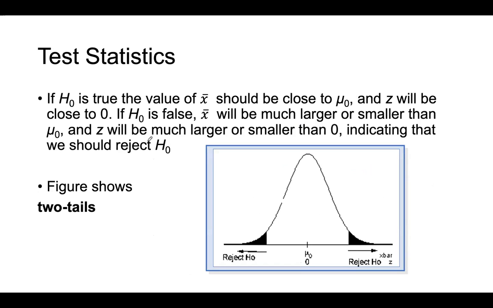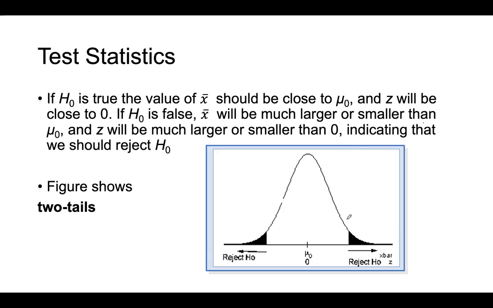So this is what I alluded to earlier in the example. If the null hypothesis is true, the value of X bar should be close to mu. So whatever that statistic, it should be close to this value mu, and Z will be close to 0. Remember, this is on the Z, if we convert the raw data X to Z. If the null hypothesis is false, X bar will be much larger or smaller than mu naught, and Z will be much larger or smaller than 0, indicating we should reject.